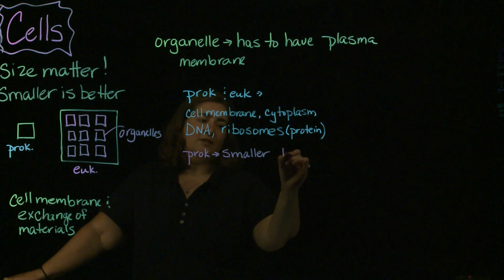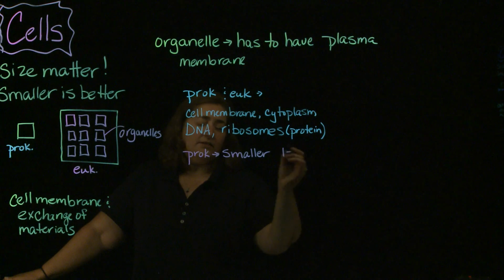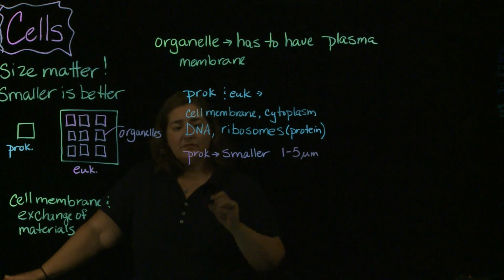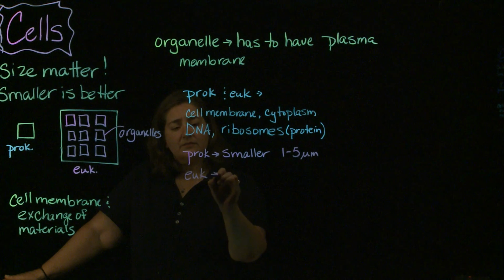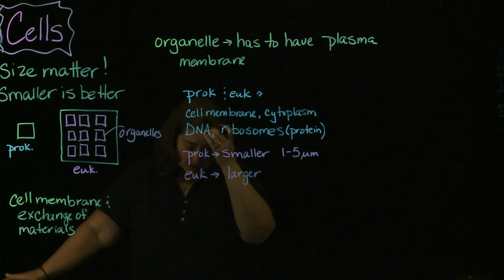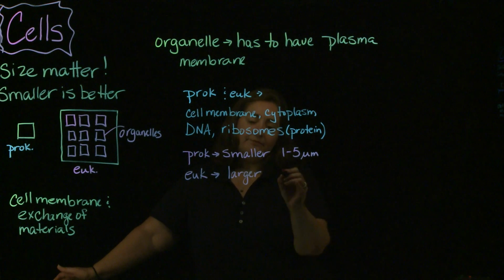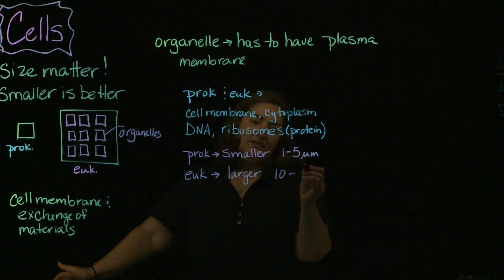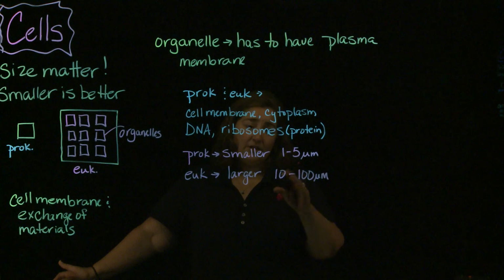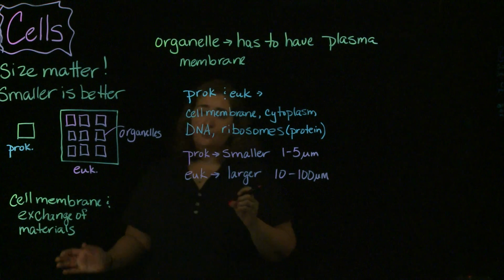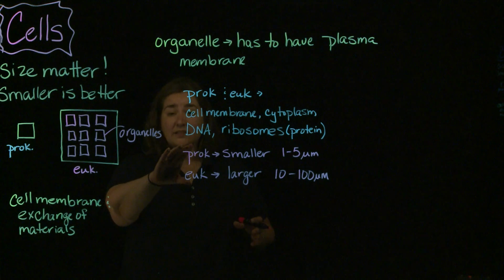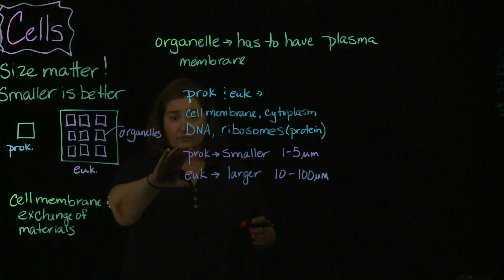Prokaryotic cells are on the range of typically 1, maybe as large as 5 micrometers. All right. Eukaryotic cells are going to be larger. They can range anywhere from 10 to 50, maybe 100 micrometers in size. All right, so you're still going to need a microscope to see both. They're still both considered small, but eukaryotic cells relative to prokaryotic cells are larger. All right.